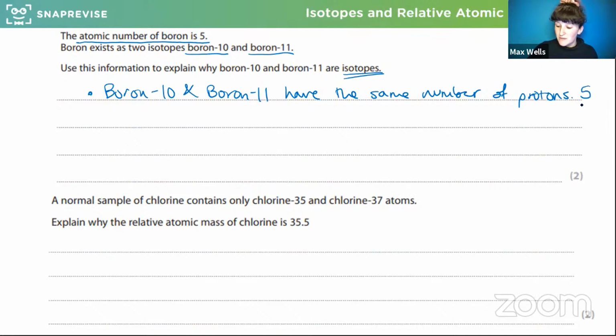Well done to those of you that have worked out the number of protons. Exactly right. It has to be 5 because our atomic number is 5. So really well done, guys.